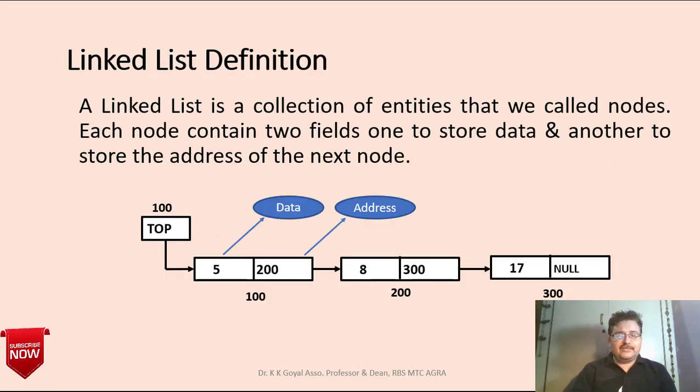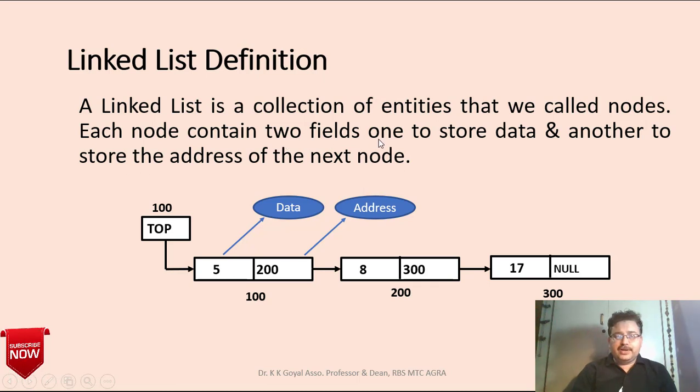Linked list definition, which we have already discussed in our previous videos. I will share the link, so you can go into the detail. First complete the linked list, then start the implementation of a stack using linked list. A linked list is a collection of entities that we call nodes. Here we can see this is the linked list. These are three nodes: node number 1, node number 2, node number 3.